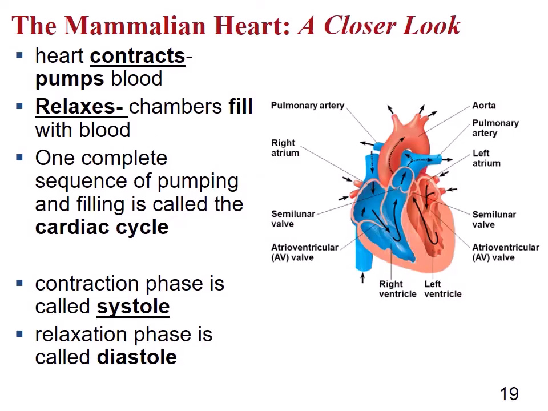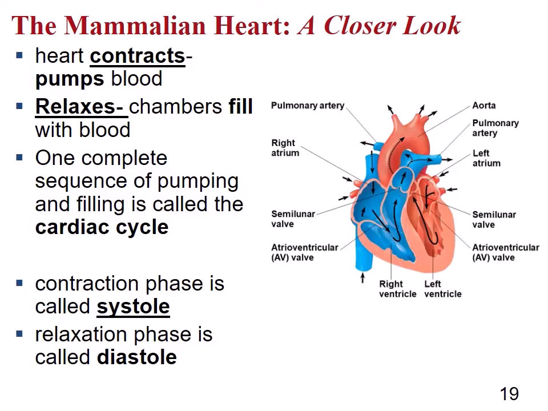So we have a little bit of a mammal bias in our class. So let's look closer at the mammalian heart. As the heart contracts, it's going to pump blood, and as the heart relaxes, it's going to have the chambers fill with blood. And one complete sequence of pumping and filling is called the cardiac cycle.